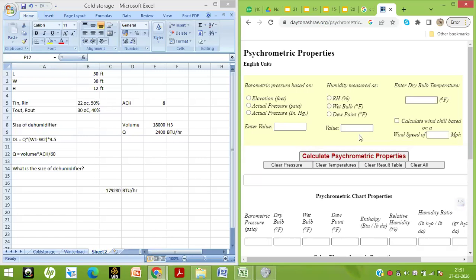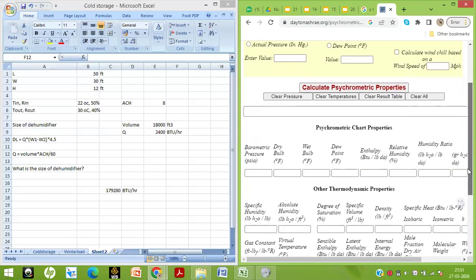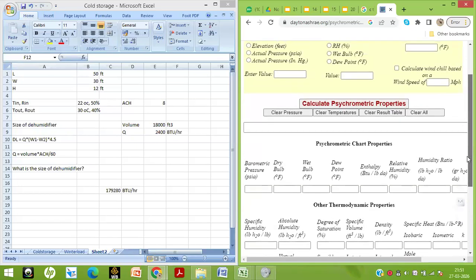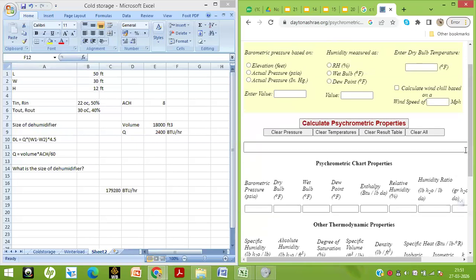Now putting that into the equation, 4.5 into this minus this into your 2400. Exactly. So you got this. This calculation is for humidifier sizing. Similarly, you can go for dehumidifier sizing also. So yeah, let me complete this also.